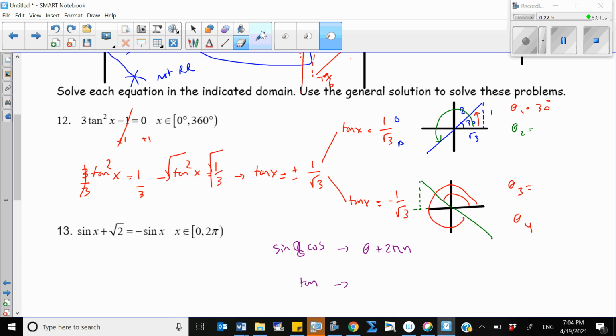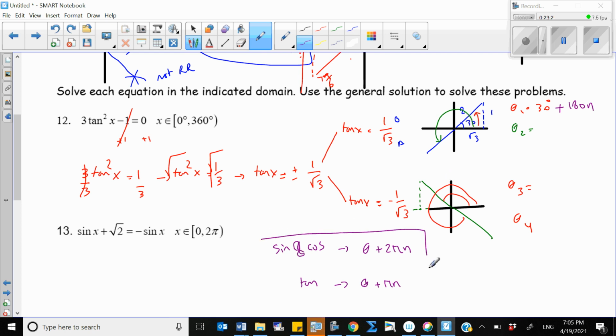let me write this again. Whatever angle you find here, you're going to add, I'm sorry, I keep making mistakes. You're going to add pi n to that, not 2 pi, just pi n. And what is pi n? It's just 180 times n. So if you want to write in degrees, you're going to write 30 degrees plus 180 n.